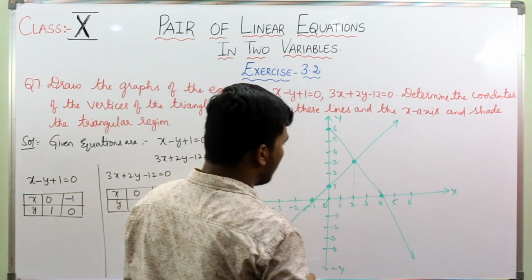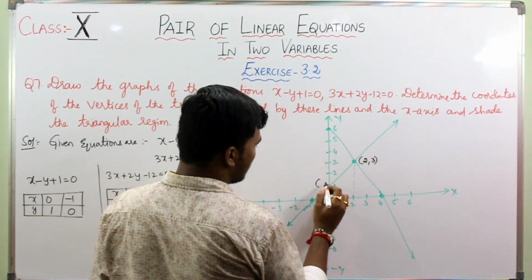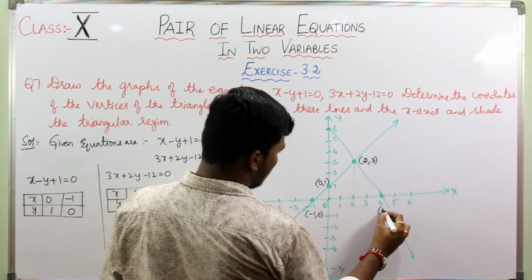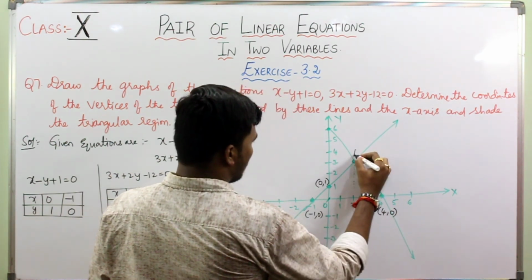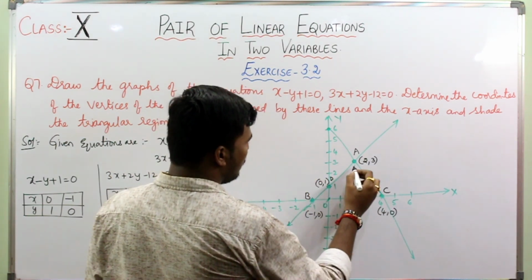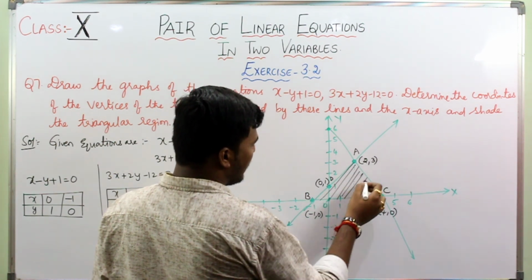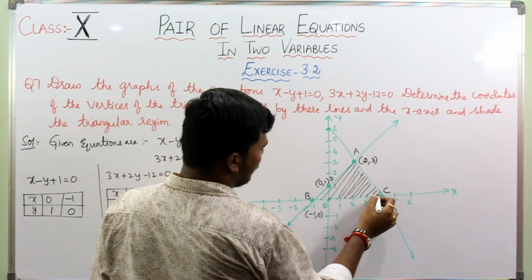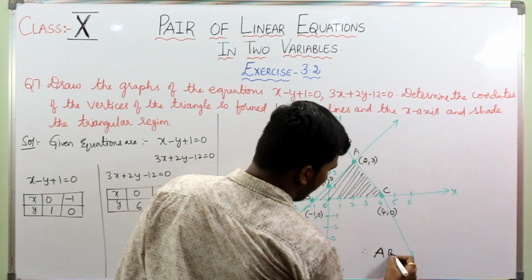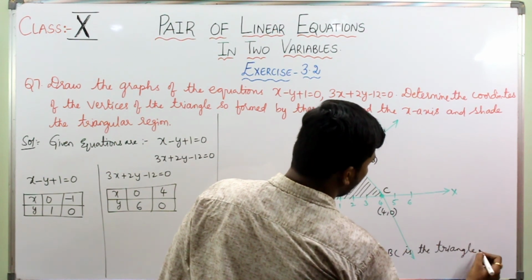So now let us write the vertices. This is 2, 3, and this on the y-axis is 0, 1. Here minus 1, 0, and here it is 4, 0. Let us name these as A, B, C, D. Now he also asked us to shade the region. So this is the triangular region. If I shade this, I will get it like this. So therefore ABC is the triangle formed.